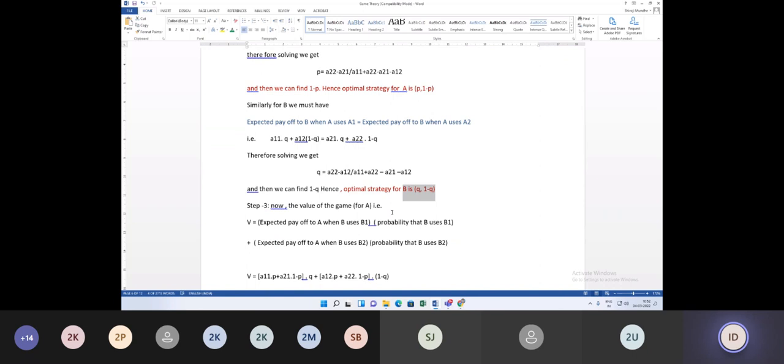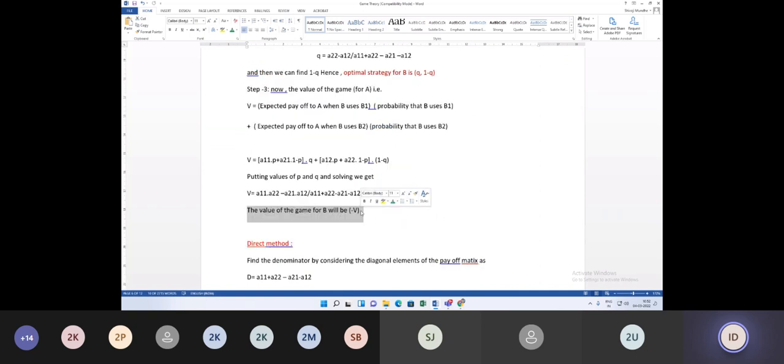This will be the value of gain. Right? So if you find this a little bit difficult or confusing, then there is one more method, called the direct method, to find the denominator by considering the diagonal elements of a payoff matrix. Now here, what do you mean by diagonal elements? We'll work out an example. Don't worry. If you practice one example, you'll understand.